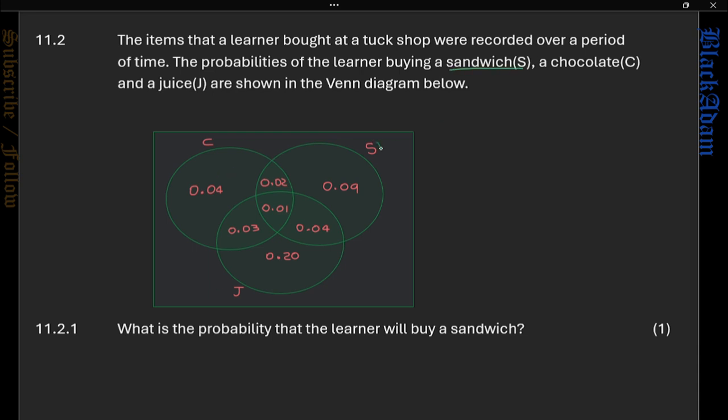Next we have to solve the second question. Let's analyze it. We say the sandwich is S, chocolate is C, juice is J. We need the probability of sandwich, so everything under S. That will be 0.2 plus 0.02 plus 0.01 plus 0.04 plus 0.09, so everything under S. That gives us 0.16, which is our answer.